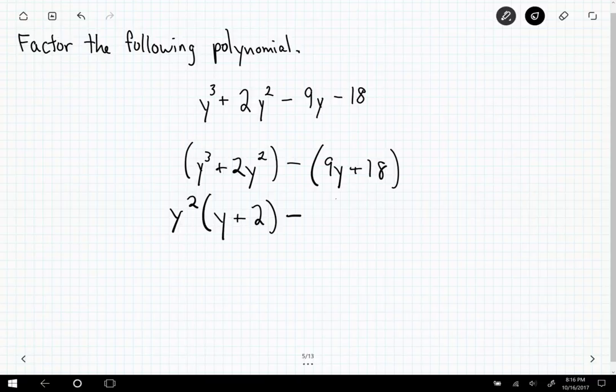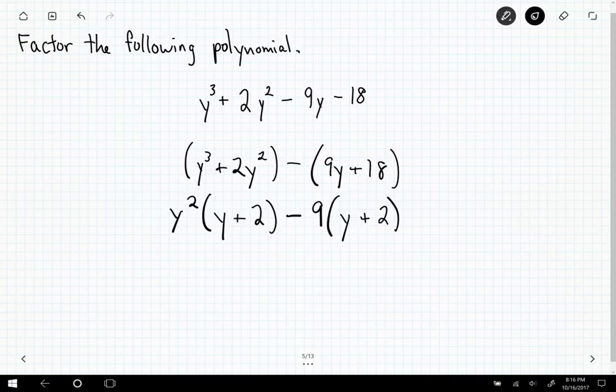Minus. Now, what can we pull out of both of these terms? Well, notice 9 is in common with both of those. So we factor that out. What are we left with? Well, when you factor out a 9, we're left with a y, because 9 times y gives you the 9y, and then 9 times what will give us 18? Well, it's going to be 2. Well, this tells us something. We have y plus 2 in both factors.